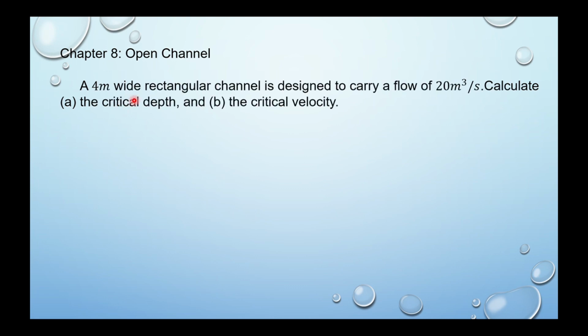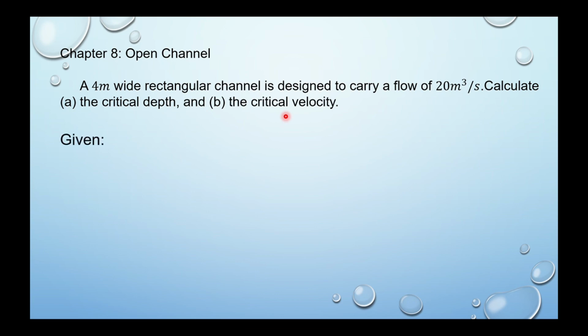Hello, I'm here to give an example in fluid mechanics from Chapter 8, the open channel. A 4-meter wide rectangular channel is designed to carry a flow of 20 cubic meters per second. Calculate A, the critical depth, and B, the critical velocity.